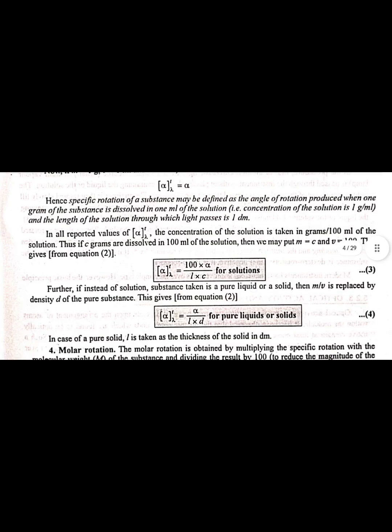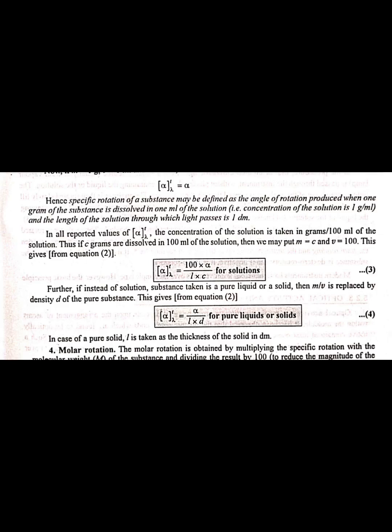This constant is called the specific rotation of the substance. Thus, from the above equation, alpha t lambda is equal to V into alpha upon L into m. Now, if m is equal to 1 gram, V is equal to 1 ml and L is equal to 1 dm, then alpha t lambda is equal to alpha. Hence, specific rotation of a substance may be defined as the angle of rotation produced when 1 gram of the substance is dissolved in 1 ml of the solution, the concentration of the solution is 1 gram per ml and the length of the solution through which light passes is 1 dm.